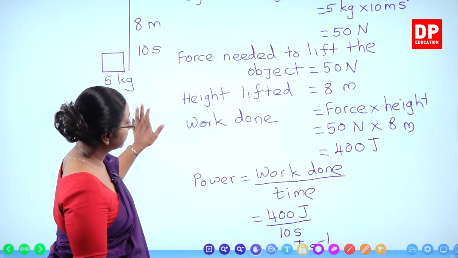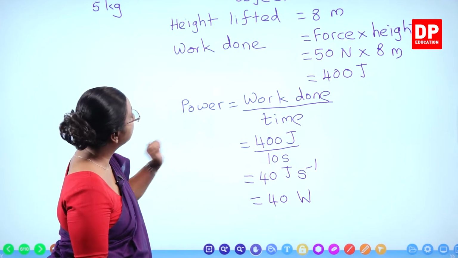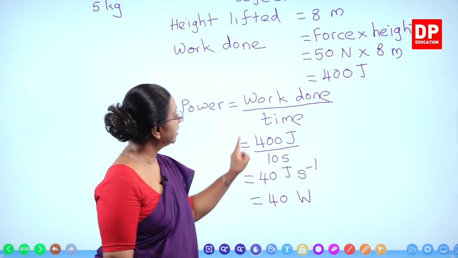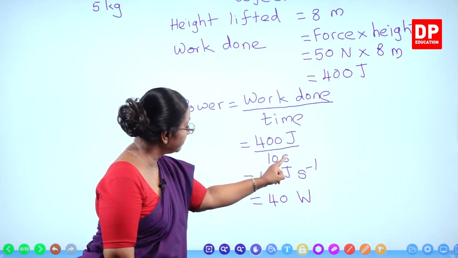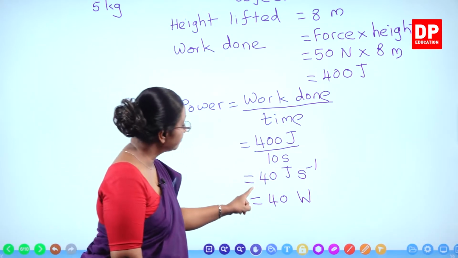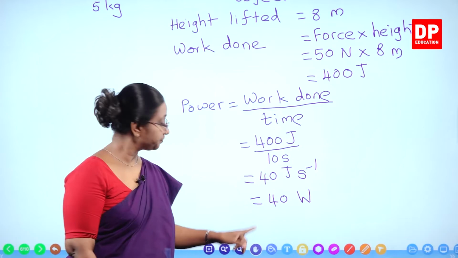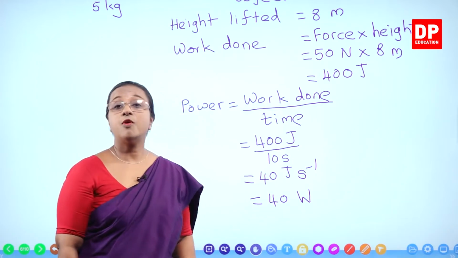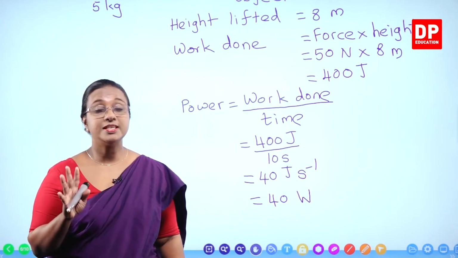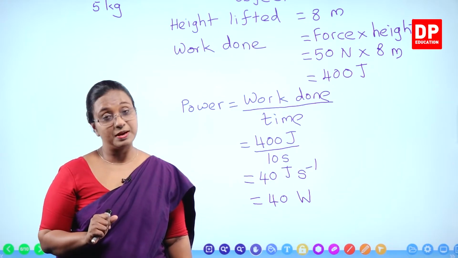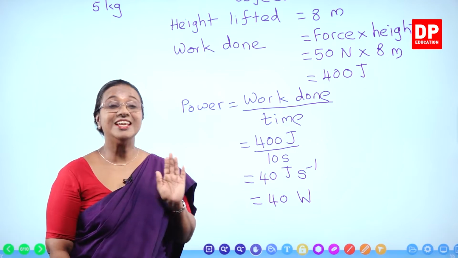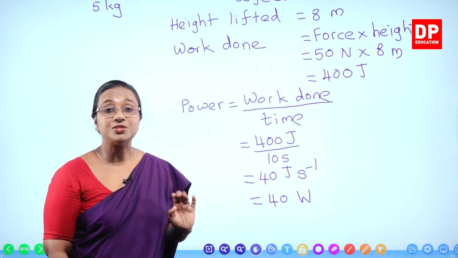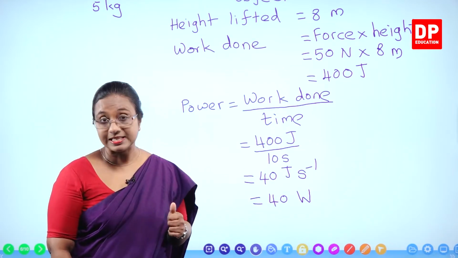Thereafter, if we calculate power, power is work done divided by time. So 400 joules divided by 10 seconds. That is 40 joules per second, and the answer is 40 watts. So watts is the standard unit of power. I am sure you all can understand this calculation easily. So with that, students, I will move on to the next slide.